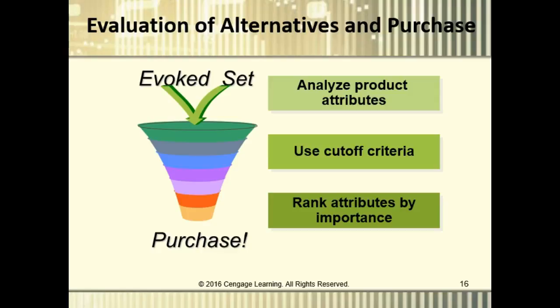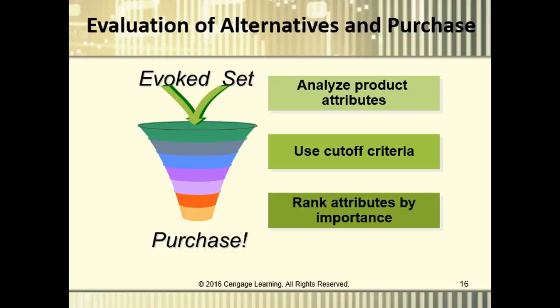So once you have your evoked set, once you have your options, you have that list created, you're ready to then make a decision. One way to make a choice is to pick different attributes that are important to you and get rid of any products that don't have those attributes. All right, so you have your list, you get your attributes listed there, and anything that does not meet that criteria is removed from that evoked set.